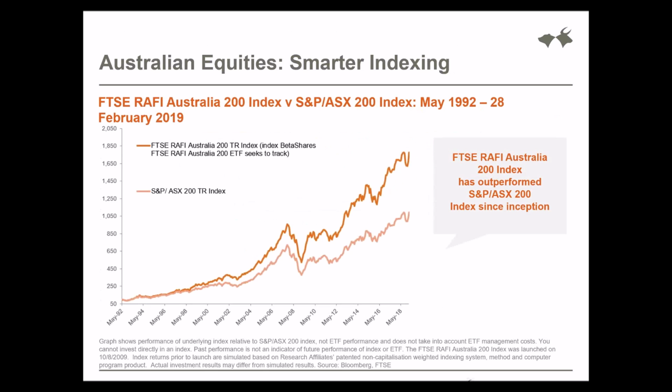In terms of equities, I'm running out of time here, so I'll just quickly touch on these. We have a couple of ideas. One is our FTSE RAFI Australia 200 index. It's an index fund that tracks the top companies in Australia, but it's weighted in a way that has historically outperformed the ASX 200, because the ASX 200 is a market cap weighted index. We weight by underlying measures such as book value, earnings, dividends, and cash flows.